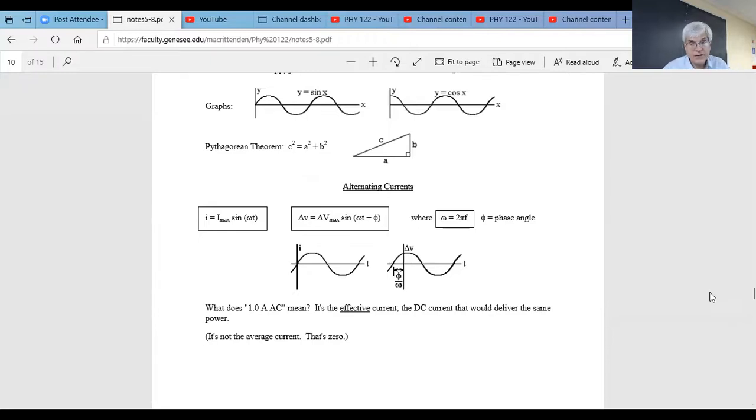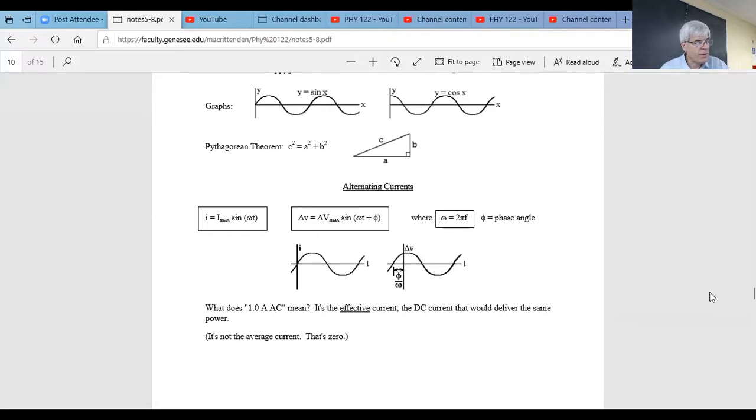I mean, with DC, it's simple. If you got an amp in the wire, that means there's 1 amp flowing in the wire, you know? Current coming out of a battery is nice and steady and simple. Well, here you've got this current that's constantly changing. So how do you put a specific number to something that's constantly changing? Well, first of all, it's not the average. If you think about it, look at the graph, the average current is 0.